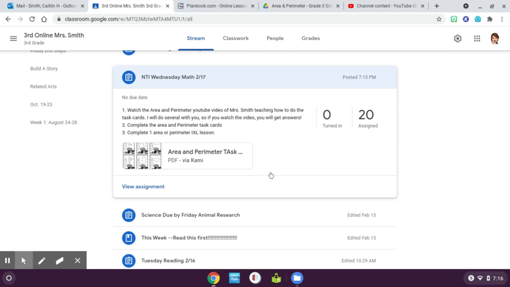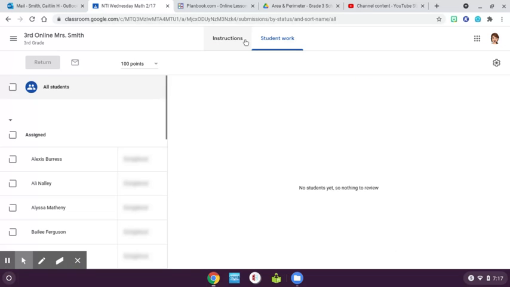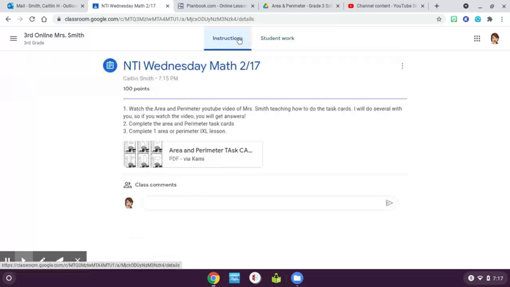So I just wanted to show you how to get started on these area and perimeter task cards. If you go to NTI Wednesday Math, it's always good to view the assignment before you open it. And you'll have to be patient with my computer because I want to show you guys how to open this.